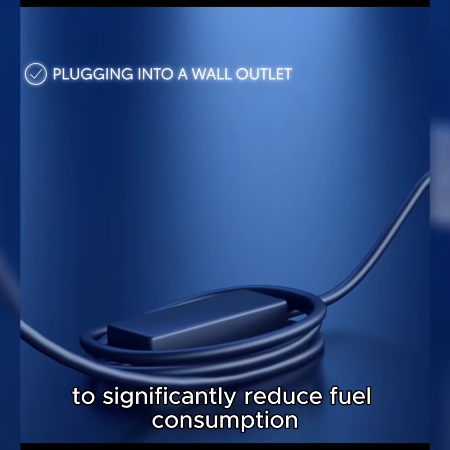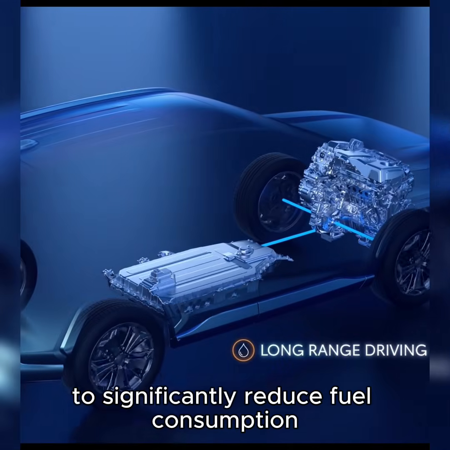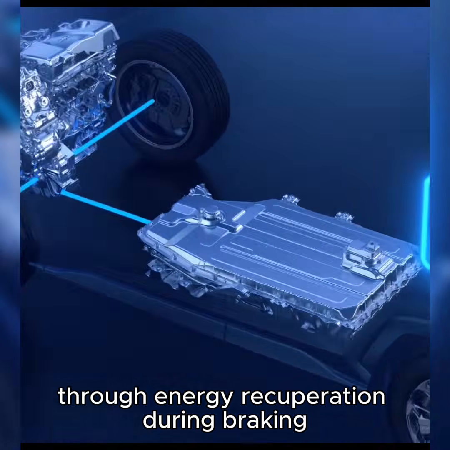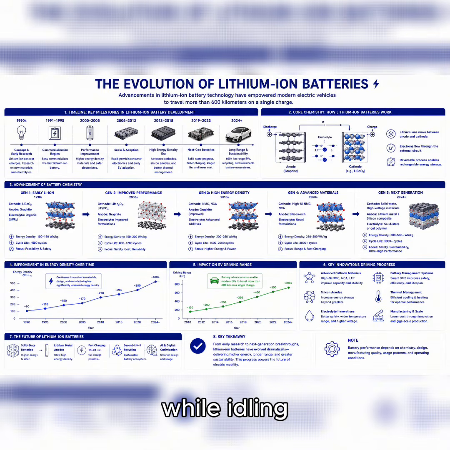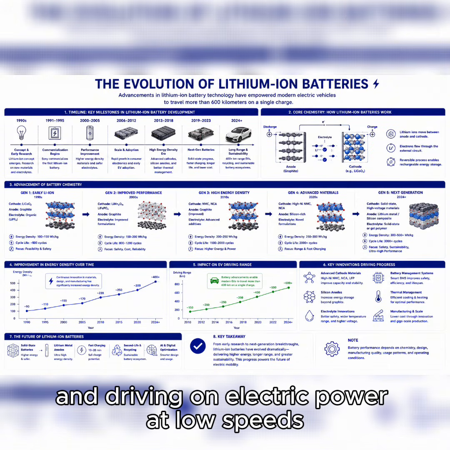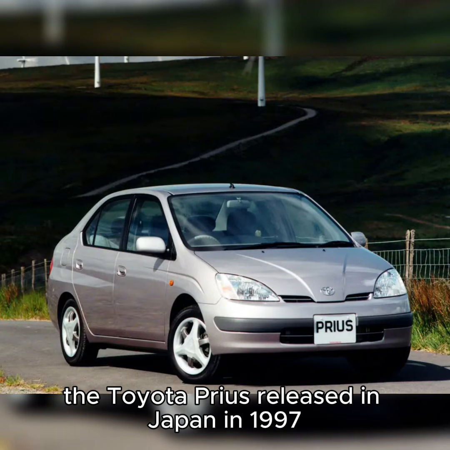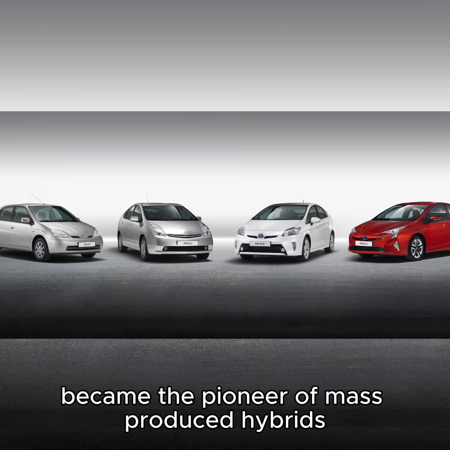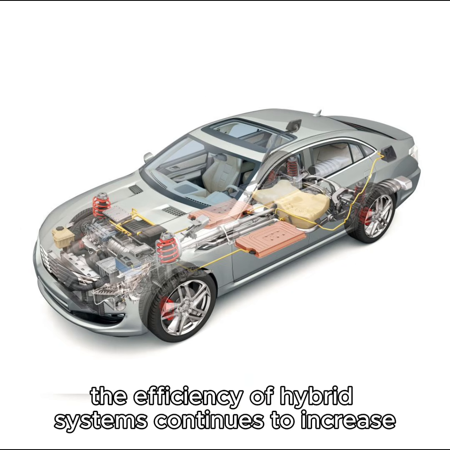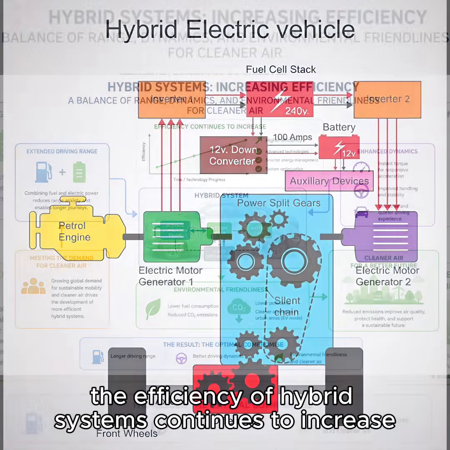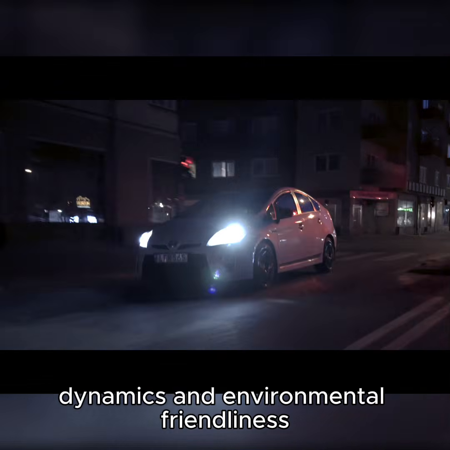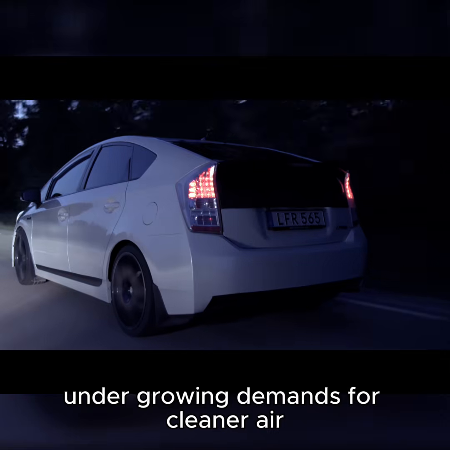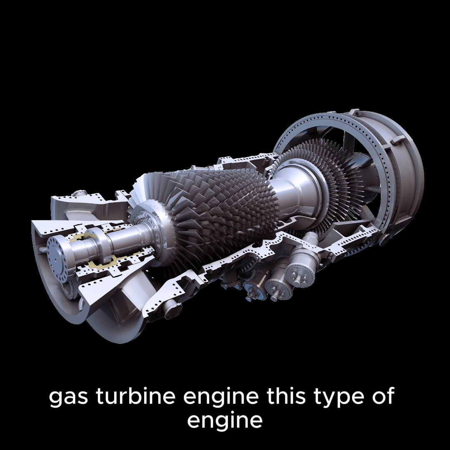They make it possible to significantly reduce fuel consumption and harmful emissions through energy recuperation during braking, shutting off the internal combustion engine while idling, and driving on electric power at low speeds. The Toyota Prius, released in Japan in 1997, became the pioneer of mass-produced hybrids. The efficiency of hybrid systems continues to increase, offering a compromise between driving range, dynamics, and environmental friendliness under growing demands for cleaner air.